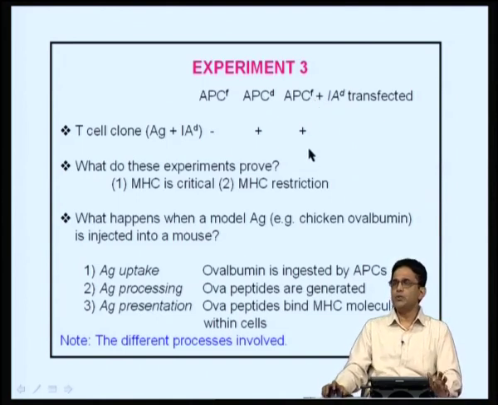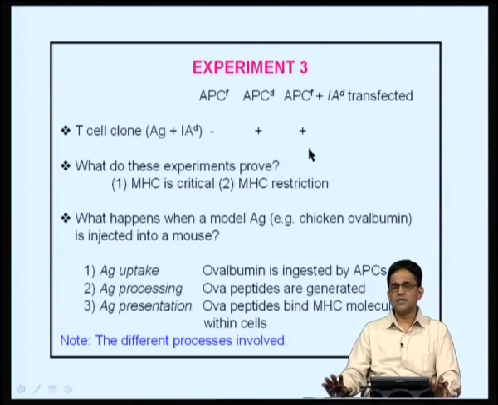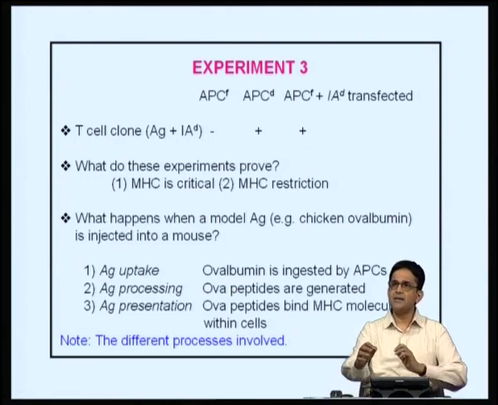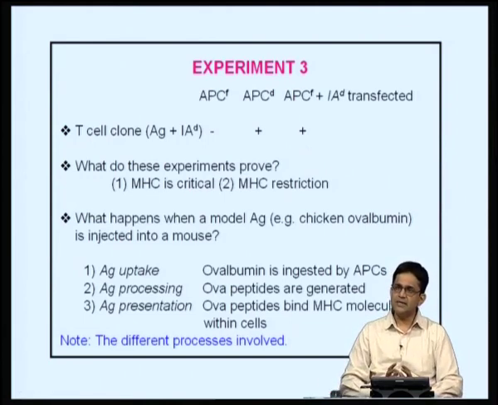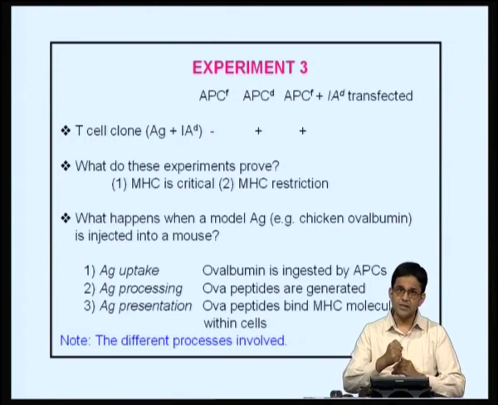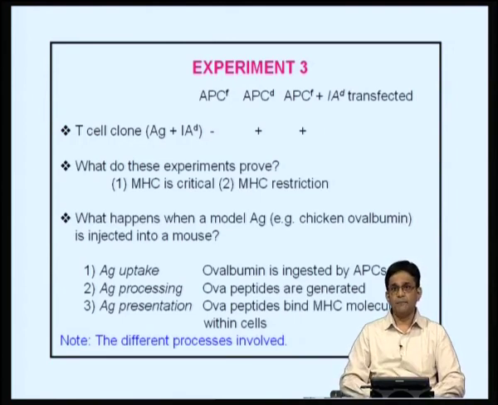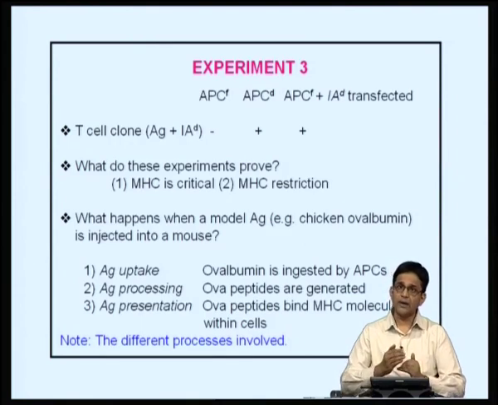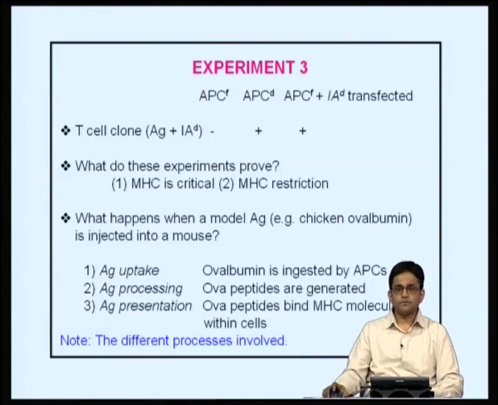So, what do these experiments prove? First is that MHC is critical, and the T cell will recognize MHC molecules because they are restricted by it, which means the T cell receptor recognizes only this particular MHC molecule, and it will not recognize any other MHC molecule because that is how it has been taught and has been educated.